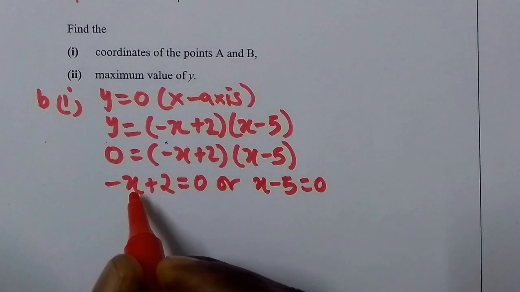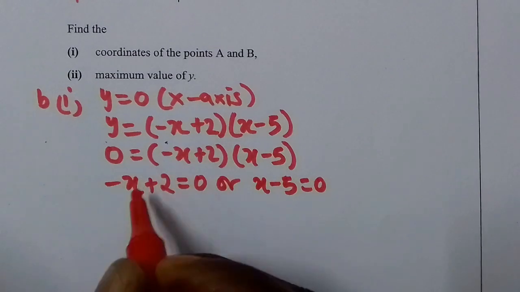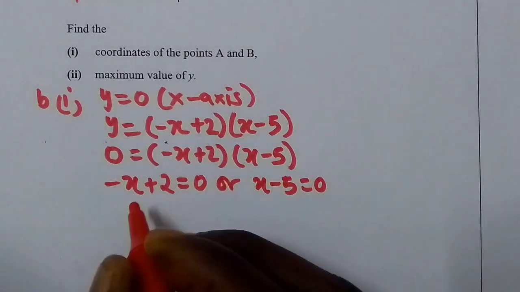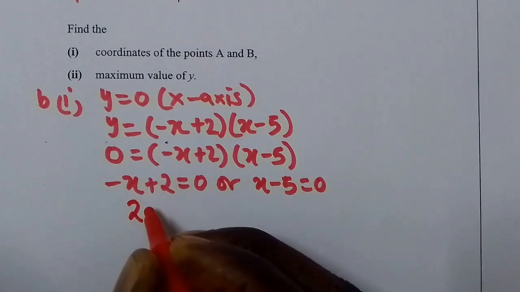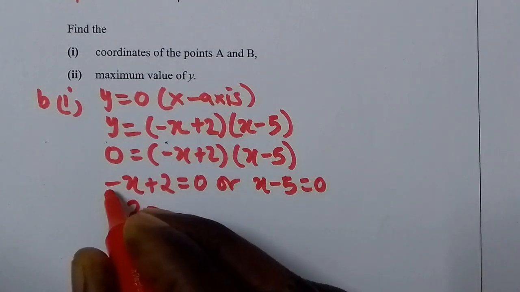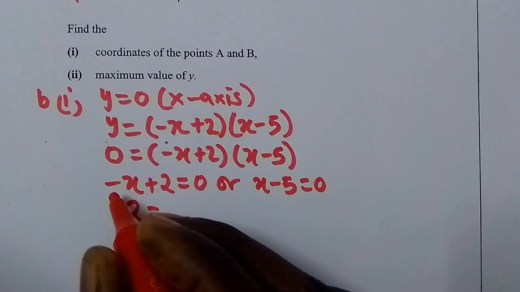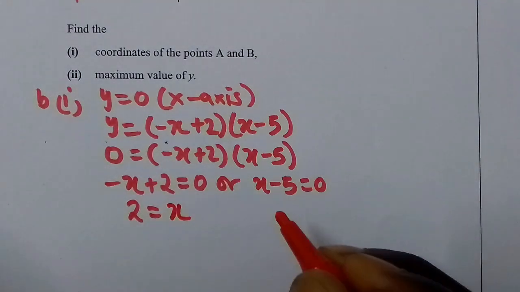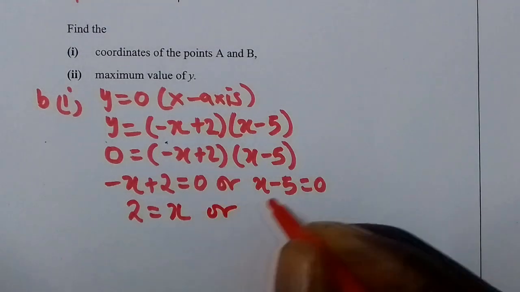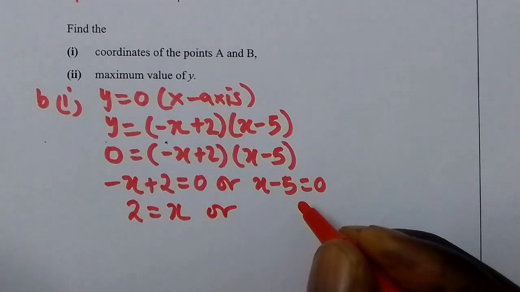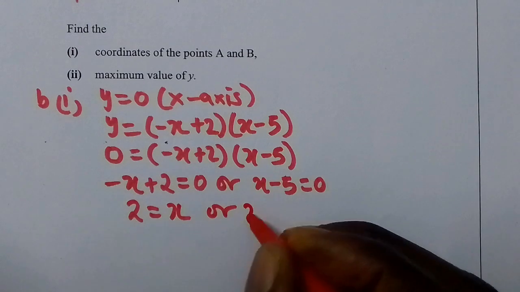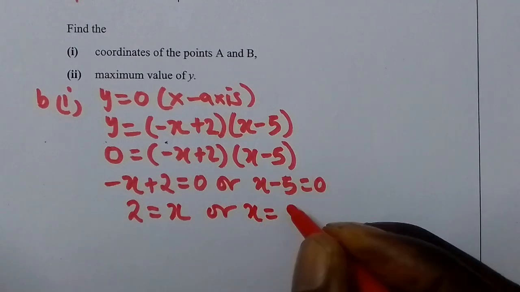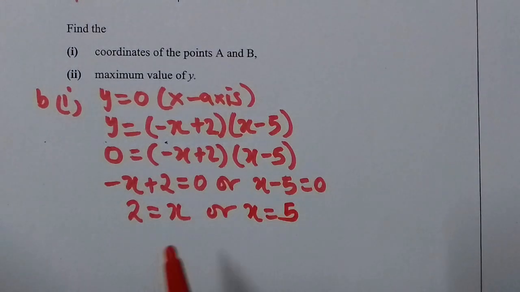To avoid division by a negative, I'm going to move x to the right, and since x here is negative, when it moves to the right it will be positive. So 2 is equal to x, or here negative 5 moves to the other side, so x is equal to positive 5.